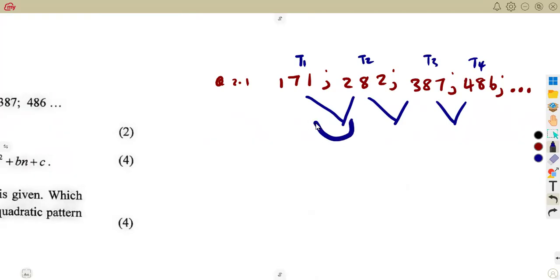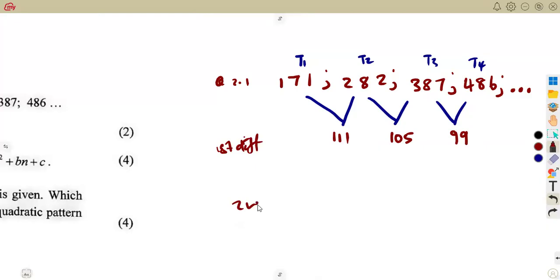Remember, T2 minus T1, the difference 282 minus 171, that was 111. The difference between these two was 105. The difference between these two was going to give us 99, that's 486 minus 387. So this is it for the first differences that we have.